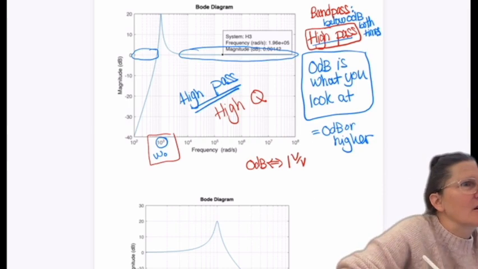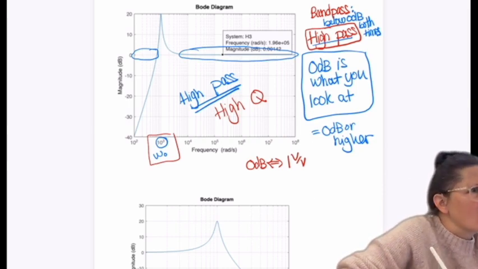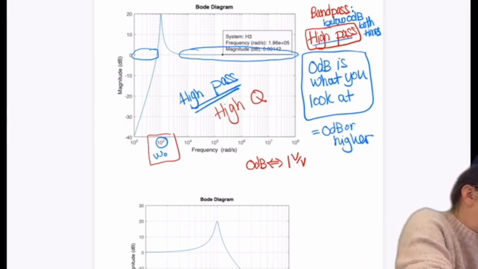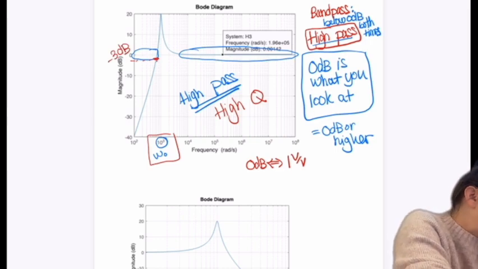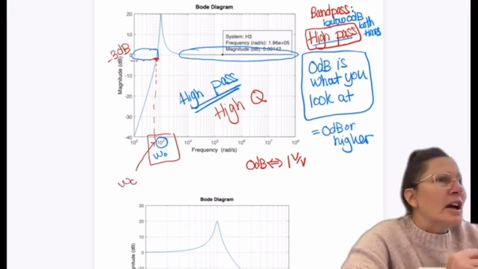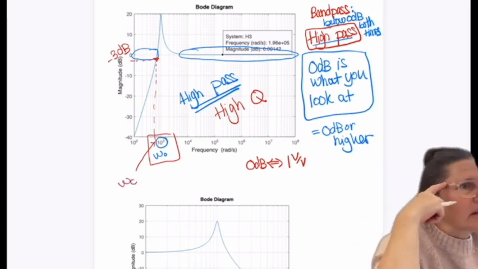Does the pass band start where it initially reaches 0 dB or at the resonant frequency? At the resonant, well, isn't it also typically passing in that gap there? Yeah, so you would say at minus 3 dB. So minus 3 dB would actually be what you would consider the omega C. Okay, and then yes, it passes everything after that.